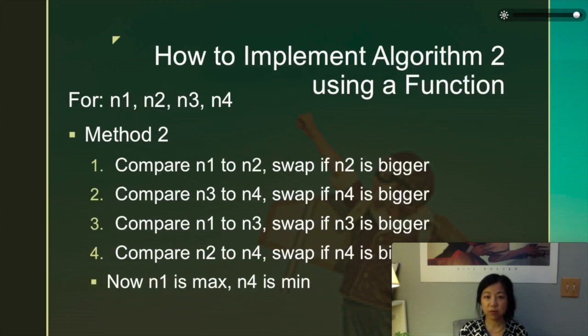How do we implement algorithm 2 using a function? I just want you to see that we compare numbers, and then we swap if the number in the second position is bigger. We always want n1 to be the biggest one and n4 to be the smallest one. But you can see that steps 1, 2, 3, 4 are all almost exactly the same. So why do we want to write functions? Because we know that it would repeat.